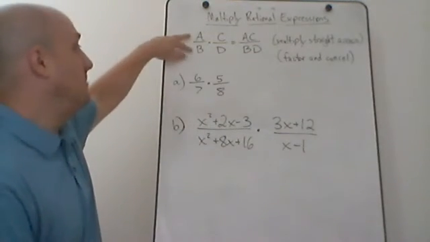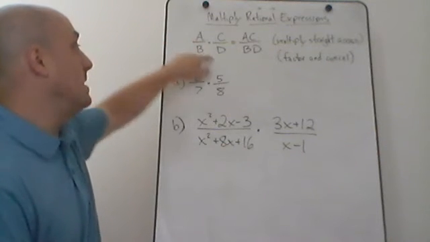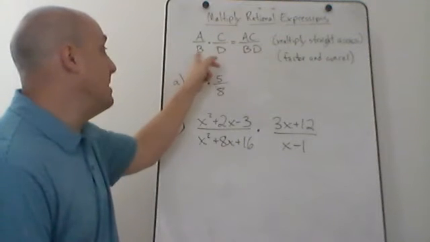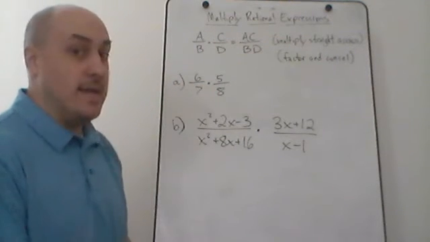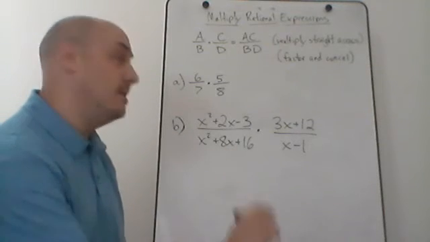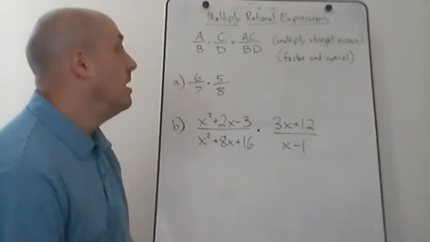Right? Remember, if I have two fractions multiplied together, a over b times c over d, I just multiply straight across. I multiply a times c, b times d, I get AC over BD, right? That's how you multiply fractions. You just multiply the numerators, you multiply the denominators, just go straight across, right?